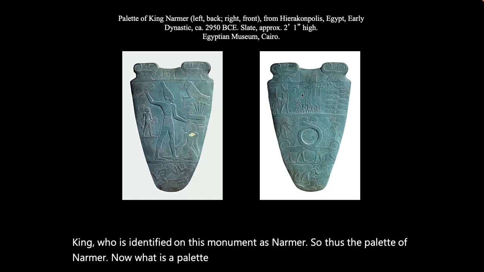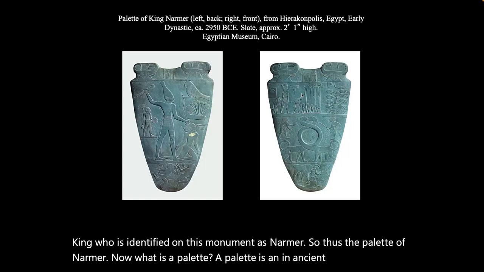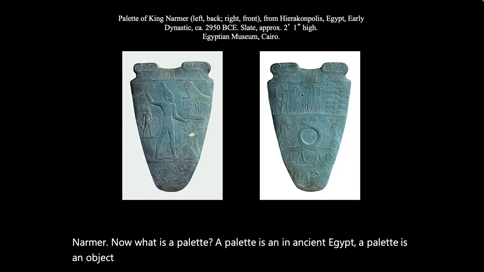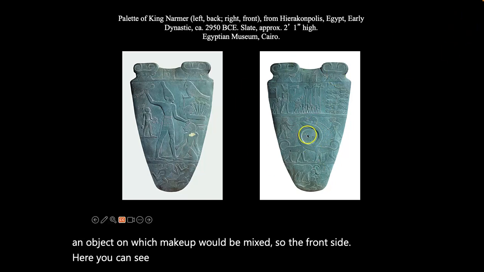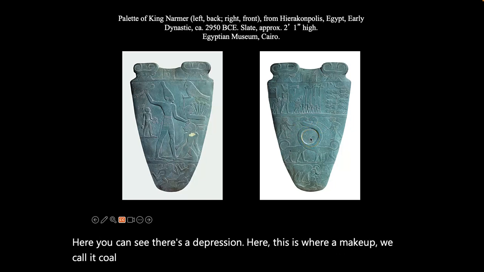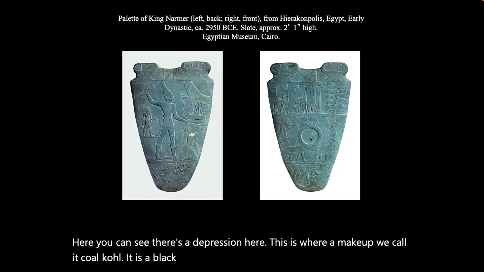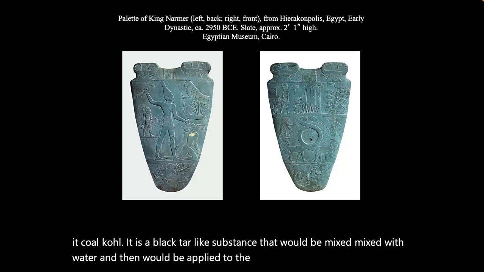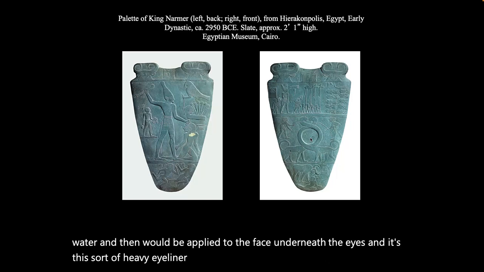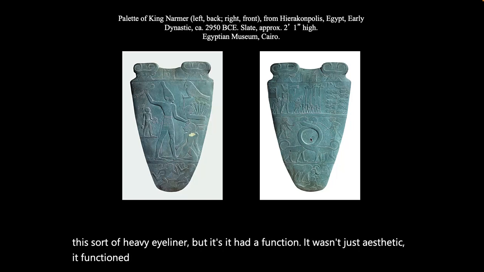A palette is, in ancient Egypt, an object on which makeup would be mixed. So the front side here, you can see there's a depression here. This is where makeup, we call it kohl, K-O-H-L. It is a black tar-like substance that would be mixed with water, and then will be applied to the face underneath the eyes. And it's this sort of heavy eyeliner, but it had a function. It wasn't just aesthetic. It functioned to deflect the sun's rays.